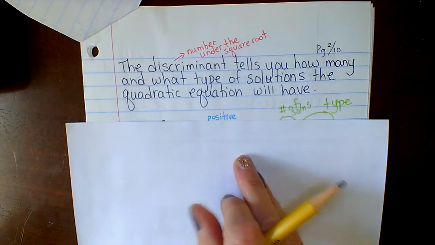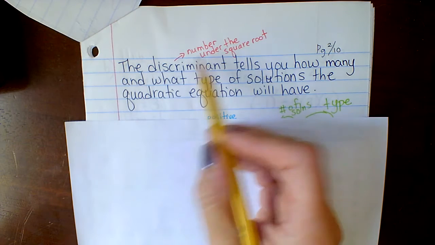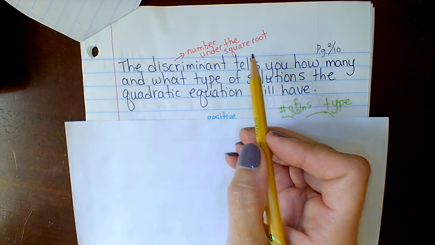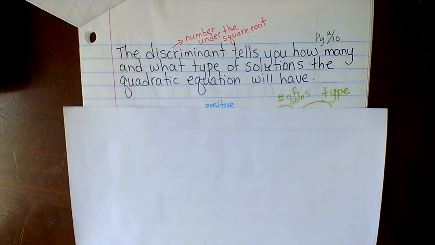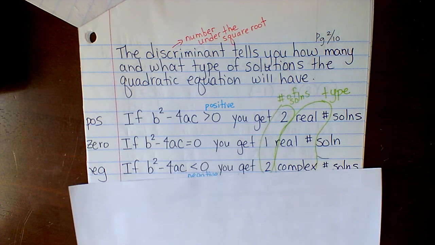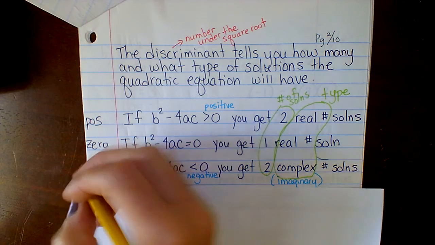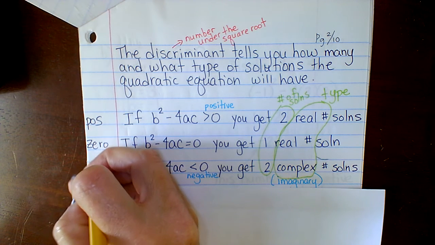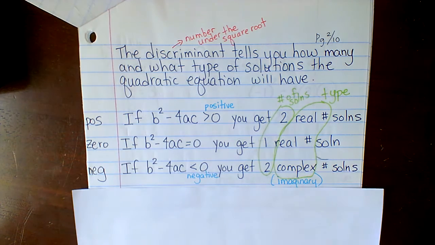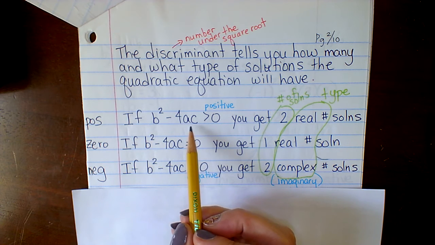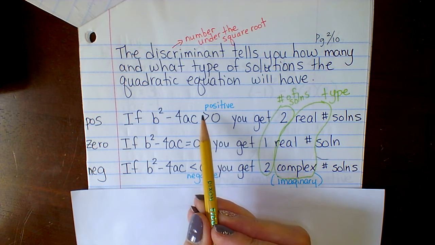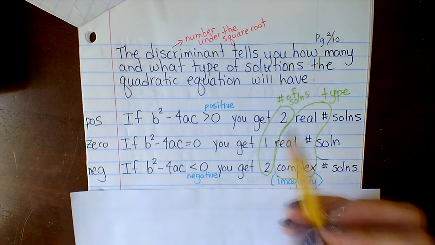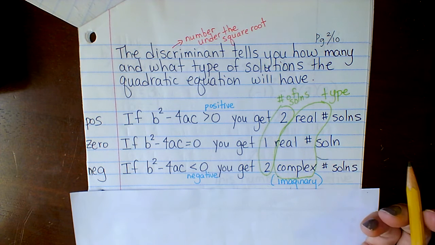Now, what's so special about the discriminant? Remember, the discriminant is going to be that stuff under the square root. The discriminant is going to tell you how many solutions and what those solutions will look like. So we're going to have 3 different scenarios here. If the number under the square root is positive, that's what bigger than 0 means, then you're going to get 2 real number solutions.